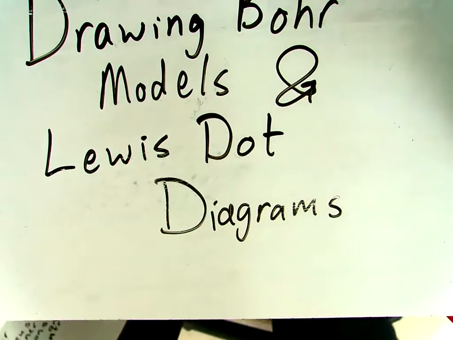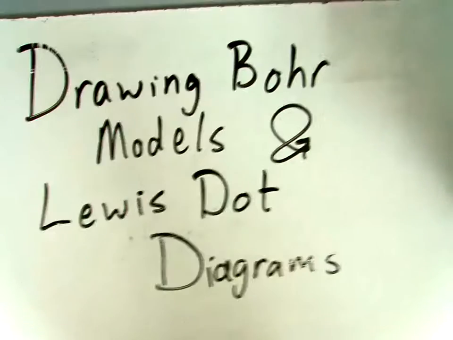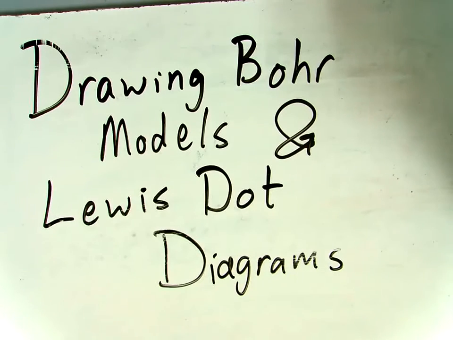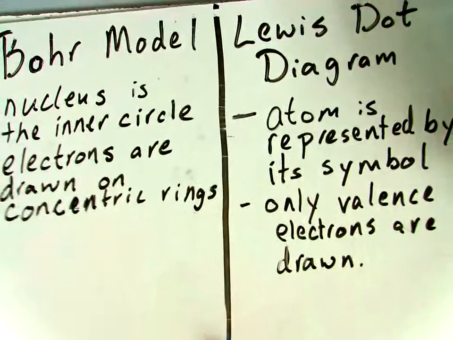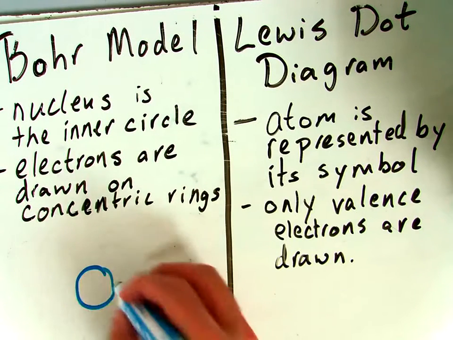Okay, in this video we're going to talk about drawing Bohr models and Lewis dot diagrams. They're the two different ways that we represent atoms in physical science. So basically, the Bohr model is the more complicated of the two. In the Bohr model, we draw the nucleus as the inner circle. So we would have the nucleus here.